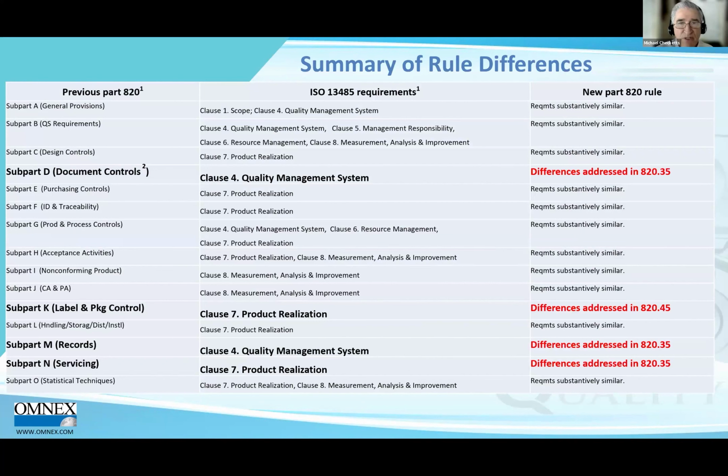This slide is a summary of the rule differences. You notice the column on the left is the previous part 820. The middle portion is 13485, the requirements, and the far right column is the new 820 rule. Pretty much everything except for what's in red is covered by 13485, and those changes I reviewed in the previous slides for 820.35, 45, etc. So just make sure that you're aligning your business accordingly and not relying solely upon 13485, because there are some 820 requirements.